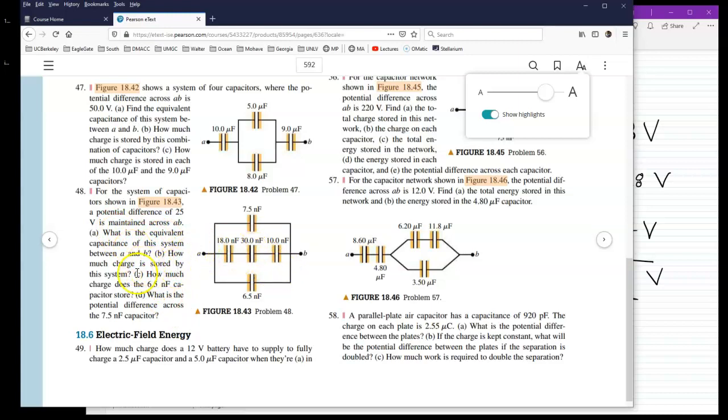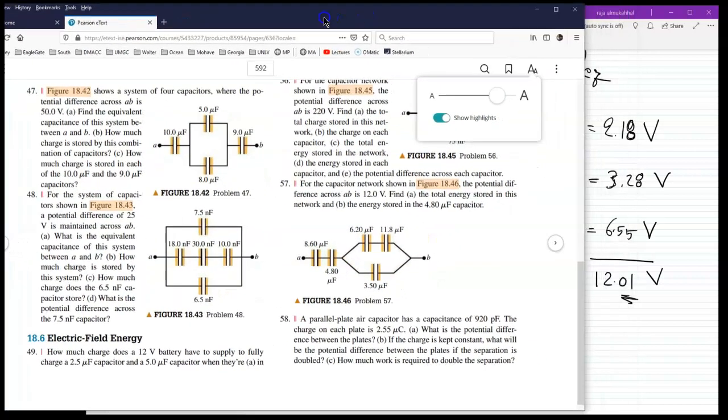How much charge is stored in this system? He wants Q equivalent. And he said, how much charge does the 6.5 nanofarad capacitor right here store? Basically, he wants the charge. And then he said, what is the potential difference? Basically, the voltage across the 7.5 capacitor right here. Okay, sounds like a meaty problem, but it's not that bad really. So let's see how we do it.